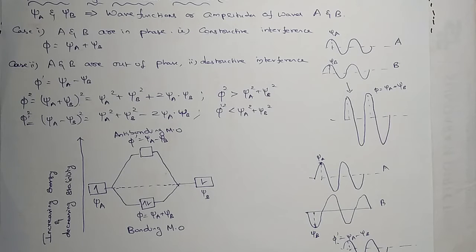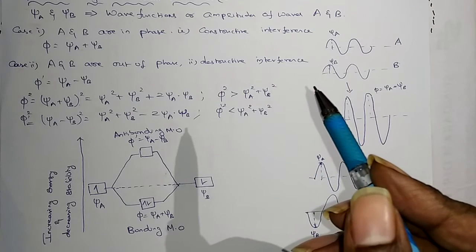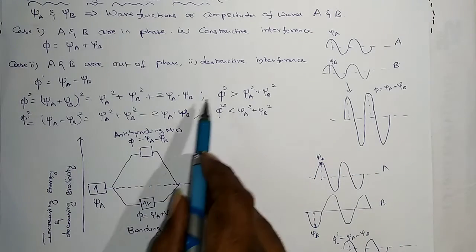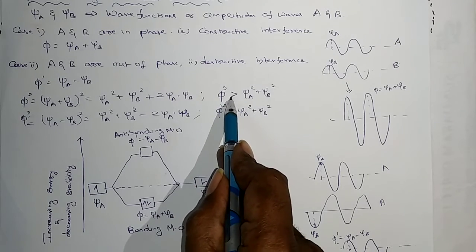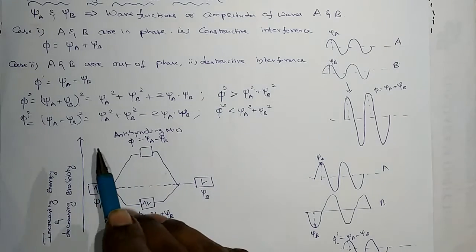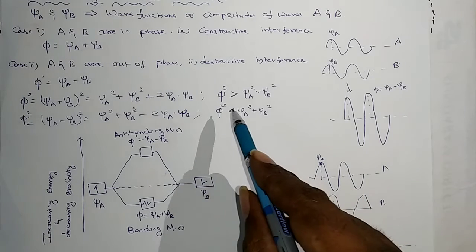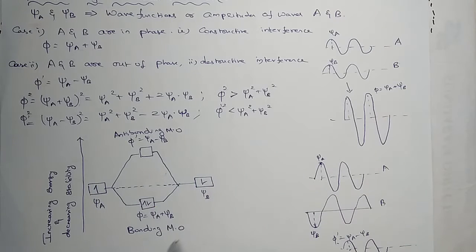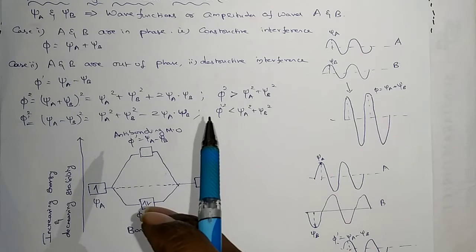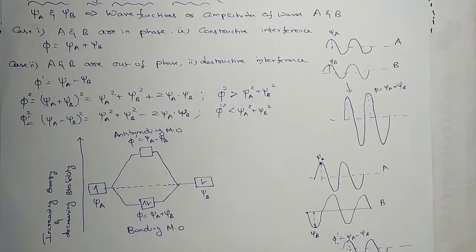However, the probability of finding electrons in the bonding molecular orbital is maximum. Here you can see the probability is maximum. This is because most of the electron density is located between the nuclei of the bonded atoms. Hence, they interact strongly with both the nuclei.